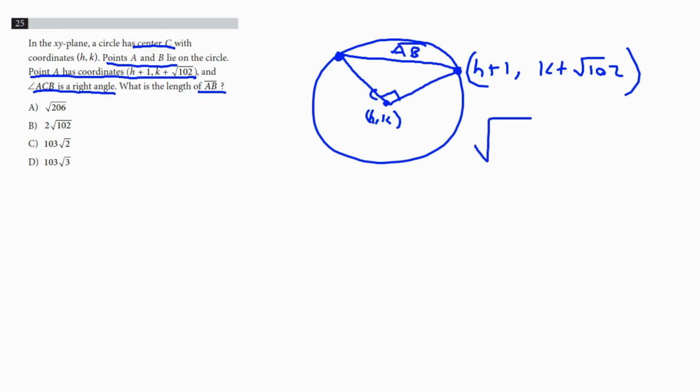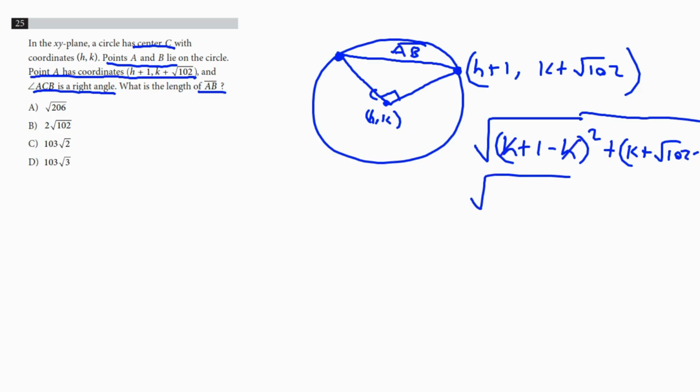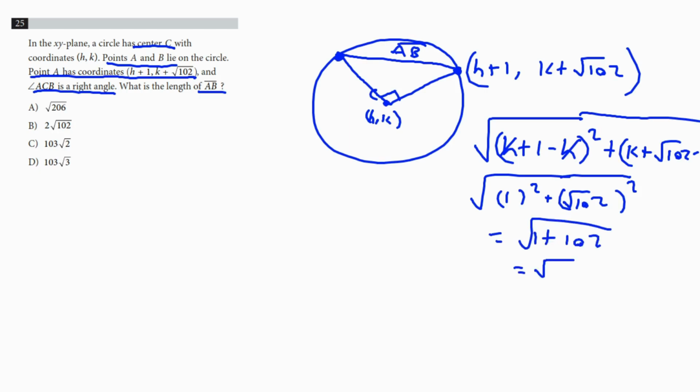So that's going to be the square root of h plus 1 minus h squared plus k plus square root 102 minus k. I went off screen a little bit there, but it says minus k. And then, yeah, let's just work that out. So basically the variables just cancel. So it's just going to be 1 squared plus square root of 102 squared. So then when we do that, that's going to be 1 plus 102, square root. So that's going to be square root 103.